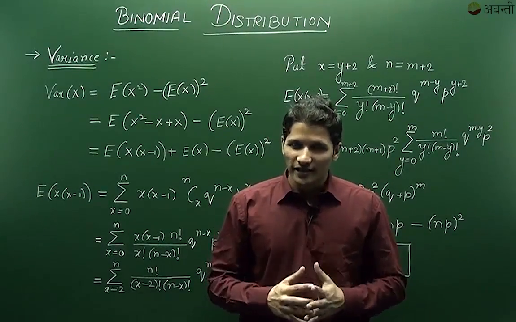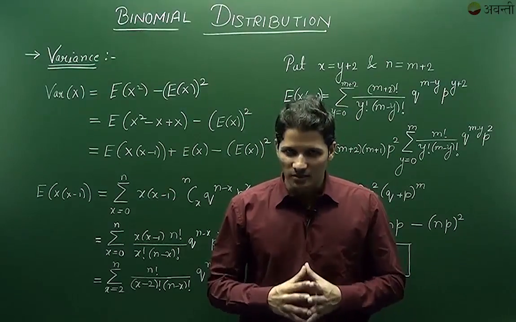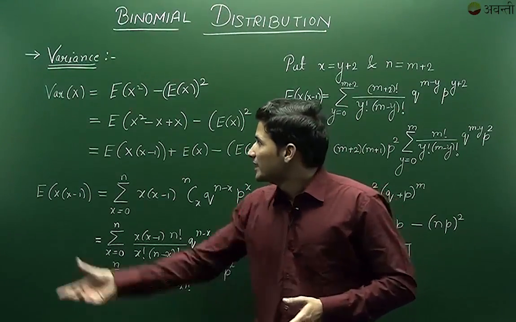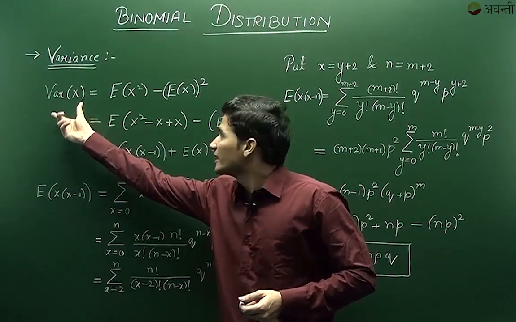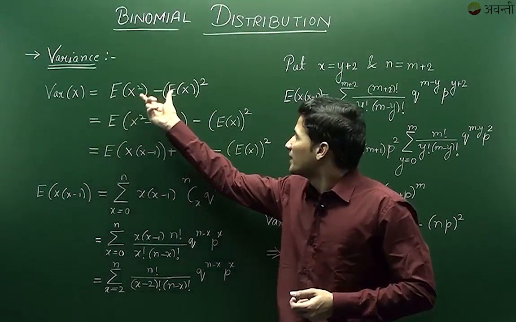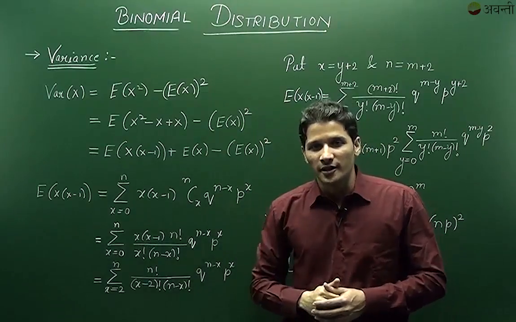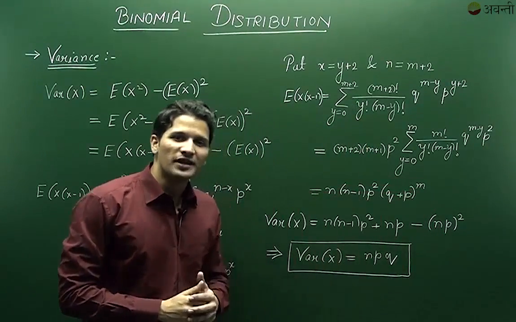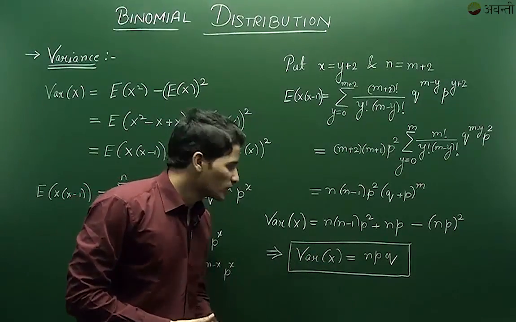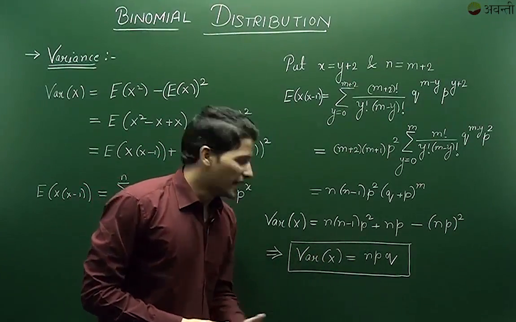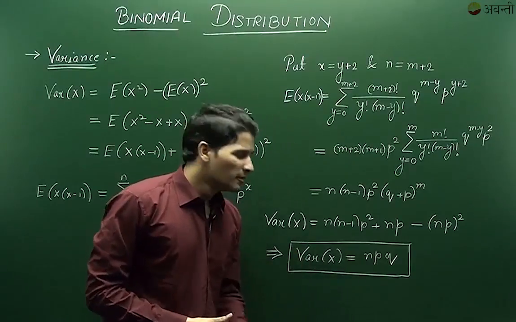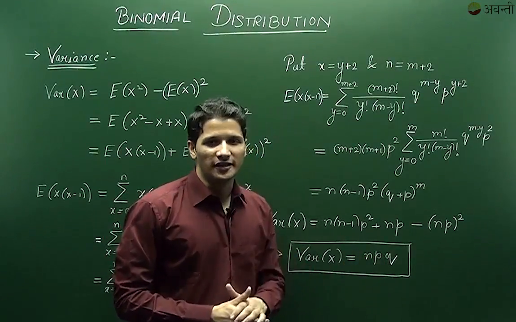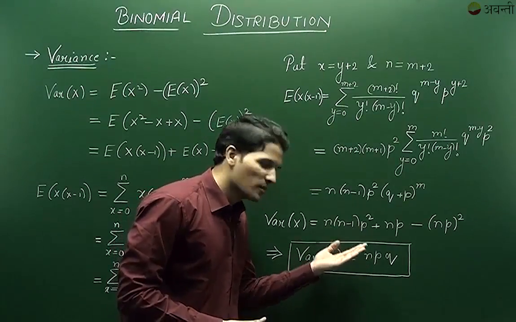Let us now look at variance in case of binomial distribution. In case of random variable, we studied that variance of random variable X is given as E(X squared) minus (E(X)) whole squared. But in case of binomial distribution, we apply this expression which says variance of X is equal to npq, where n is number of Bernoulli trials, p is probability of success, and q is probability of failure. And this is the expression that you must remember.